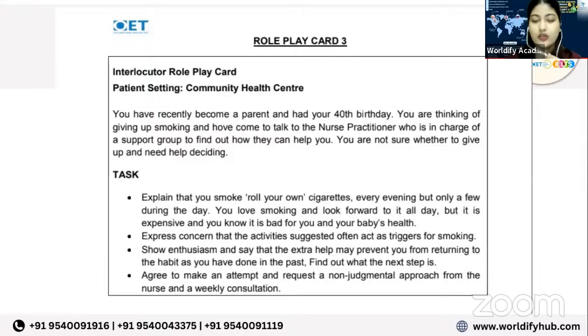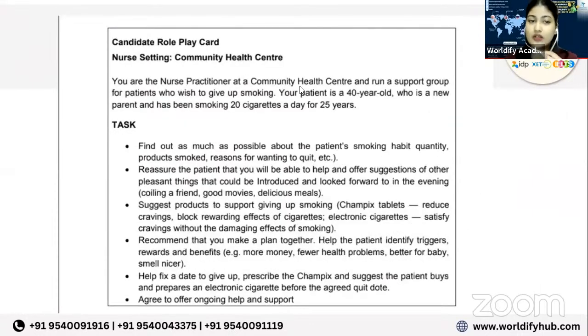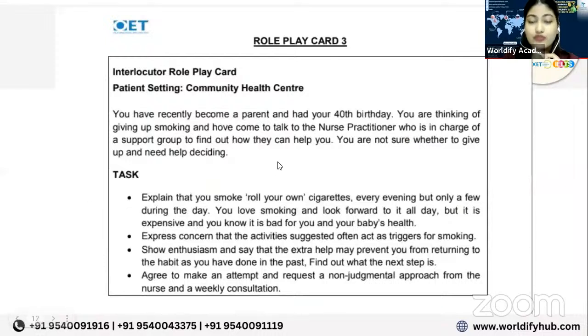Then here we have the candidate's role play card. So basically, this is your card. This will be your nurse's card. Nurse setting, community health center, scenario is given, and then tasks are given. Now here, if you see, for the nurse, 6 tasks are given. For the interlocutor, only 4 tasks are given.